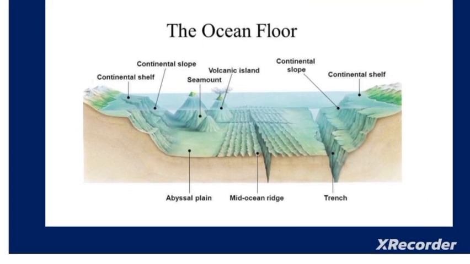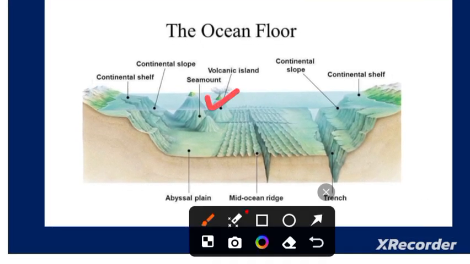Okay, this one is visible from the ocean. That means it's visible like a land. So we call it volcanic island.